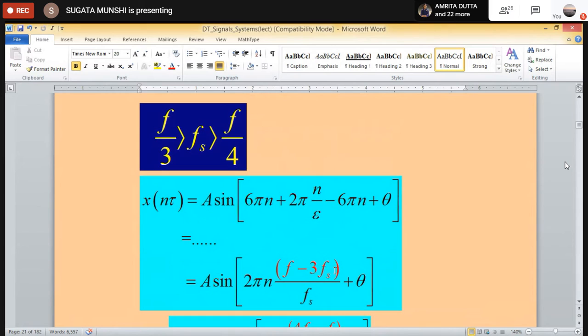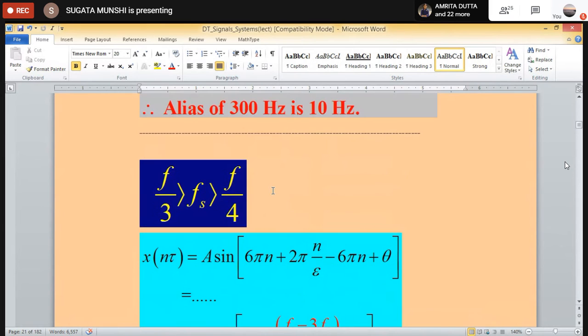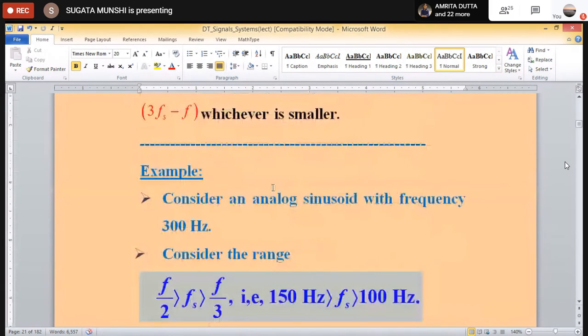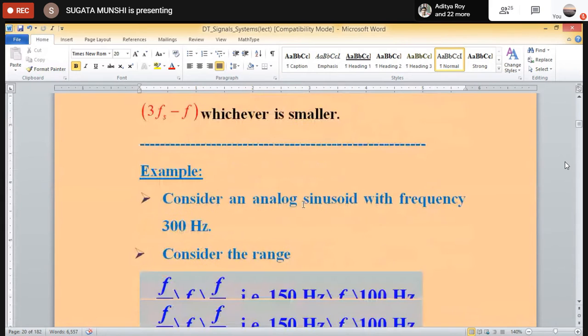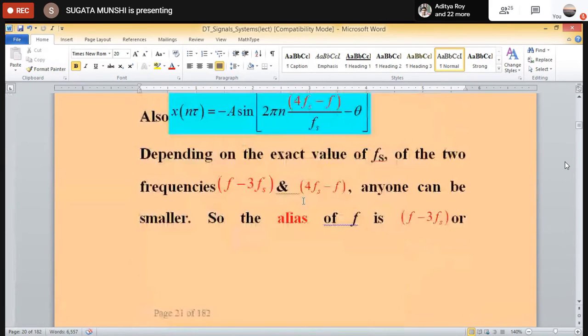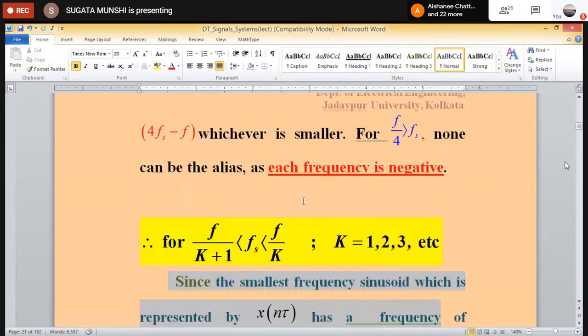You need not write this anymore. From the earlier two cases, it's evident. Now we can just generalize. All right.